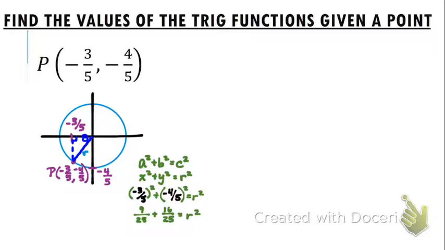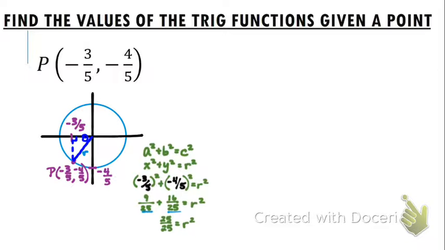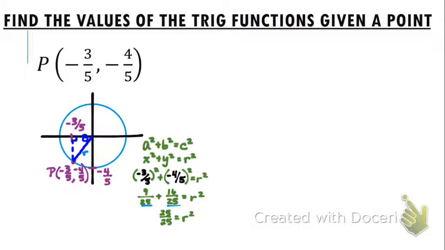Yep, they have a common denominator. They add to 1 because I'm going to get 25 over 25 equals r squared. So r squared is 1. What's the square root of 1? 1. So if 1 is r squared, is this on my unit circle? Yes.